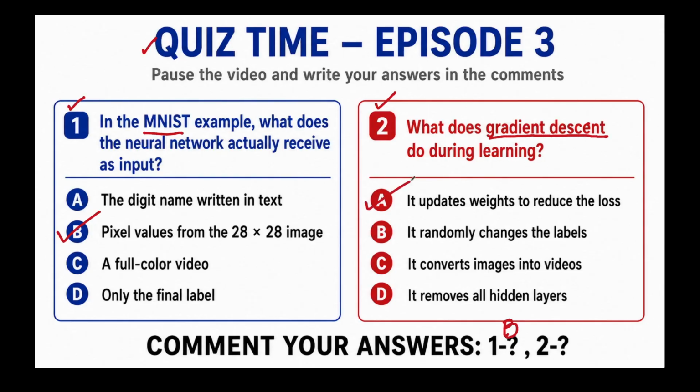Okay, for question number 2, the correct answer is A. It updates weights to reduce the loss. As we discussed, gradient descent adjusts the weights and bias step by step so that the model's prediction error becomes smaller.